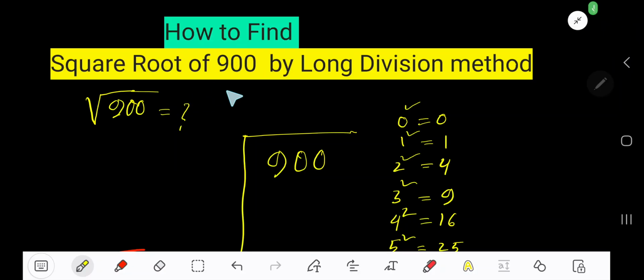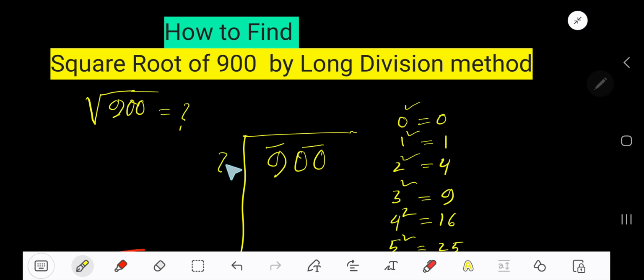How to find the square root of 900 by long division method. First, make pairs from right-hand side to left-hand side. Okay, this is your first pair, this is your second pair. In the second pair you have just one digit. Now look, consider this second pair.